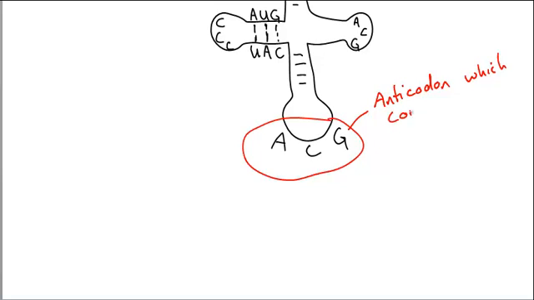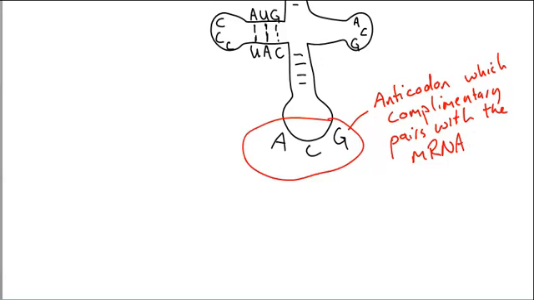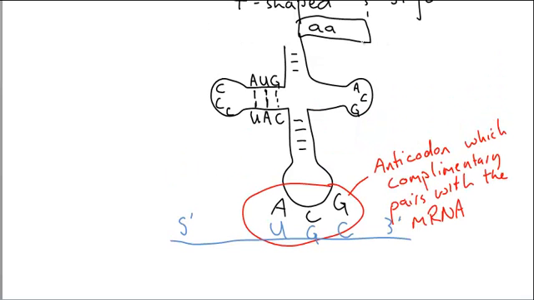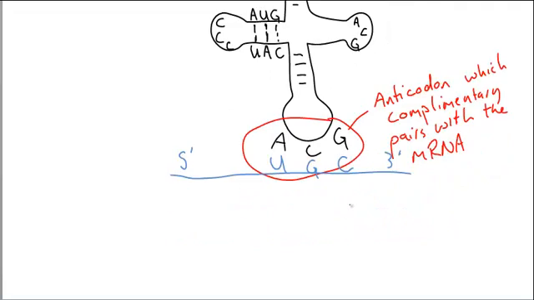which complementary pairs with the mRNA. So this is how it knows which amino acid to bring in where. If we had a nice mRNA down here, it's 5 prime, 3 prime. The A would pair with the U, the C with the G, and the G with the C. And only will it bring in the right amino acid. ACG can only carry a particular amino acid, and it will bring it in according to the mRNA code.